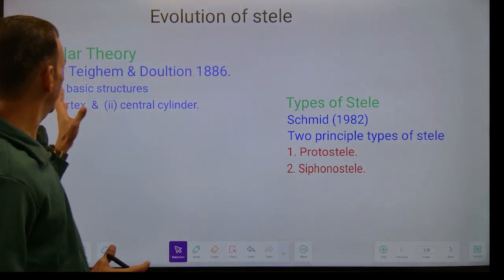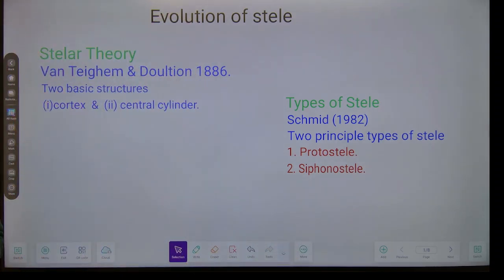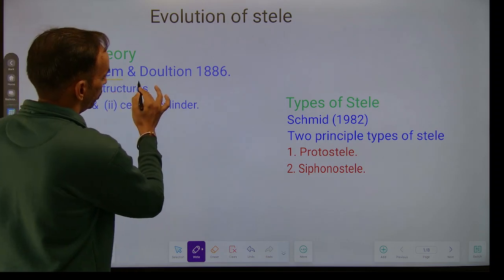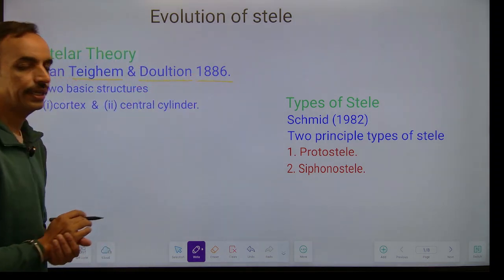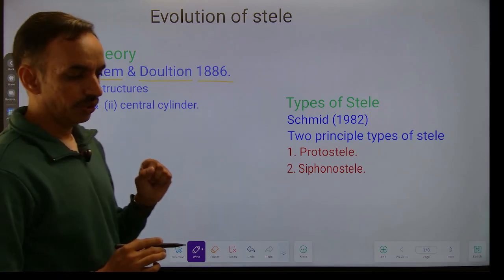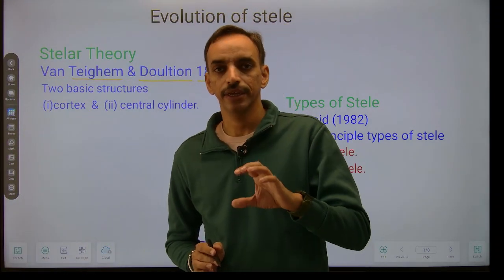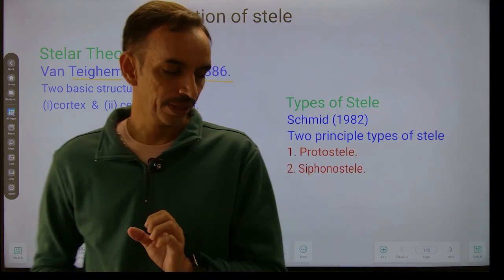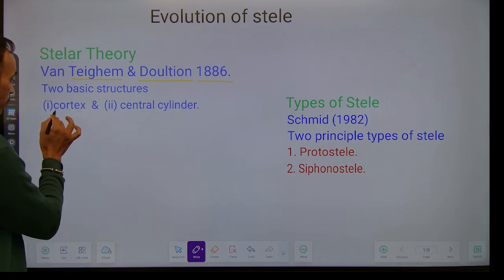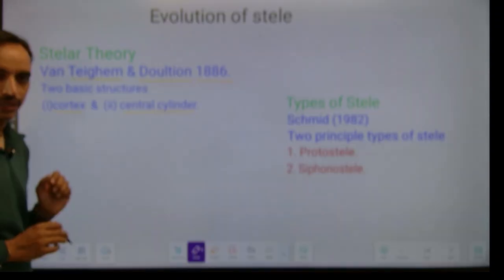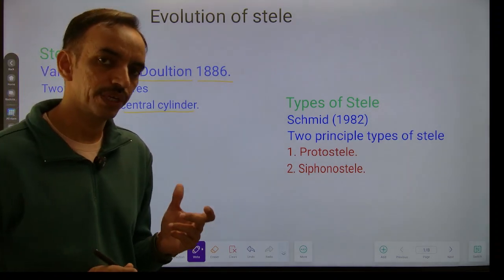So we start with the Stelar theory. क्या थी Stelar theory? बात करते हैं. It was given by Van Tieghem and Douliot in the year 1886. According to this theory, the stem and the root have two basic structures. One is the outer cortex, while the other is the central cylinder that is made up of vascular tissues.